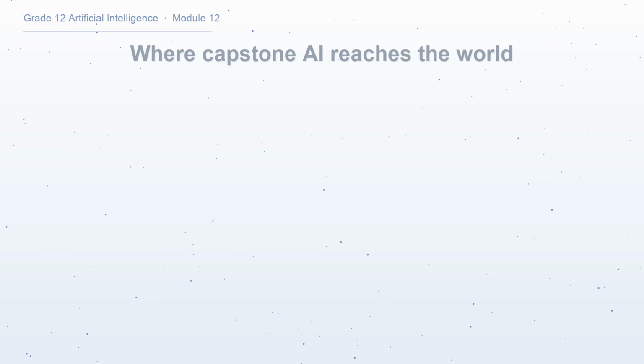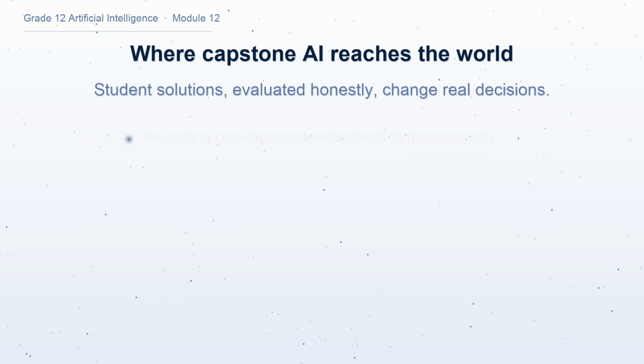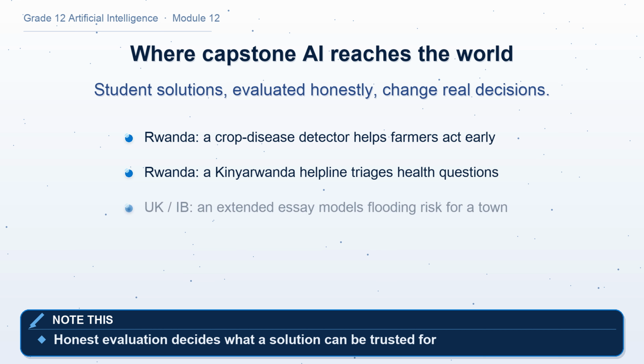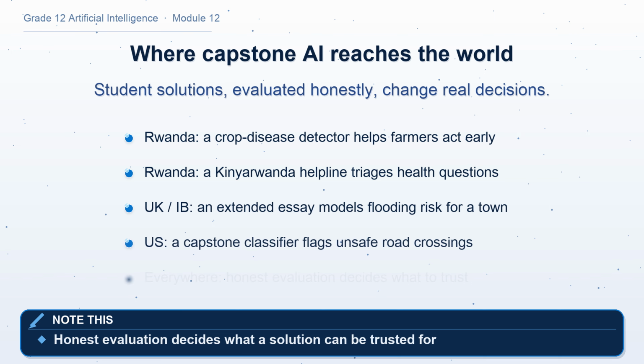Capstone AI is not a classroom toy. Evaluated honestly, it reaches real decisions. In Rwanda, a crop disease detector like ours can help a smallholder farmer act before a field is lost. A Kinyarwanda health helpline can triage common questions and point people to care. In the International Baccalaureate, an extended essay might model flooding risk for a town in England. In a United States capstone, a student classifier might flag unsafe road crossings near a school. Across every system, the same discipline holds. It is honest evaluation that decides what we can trust and what we must not.